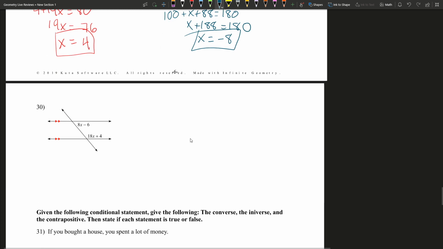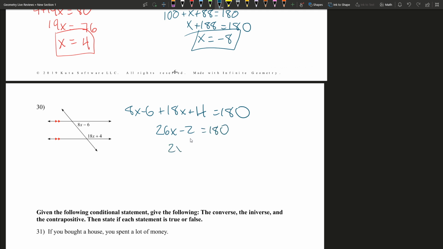30 is the same way. Those are consecutive interior angles, so they add up to 180. So then x is equal to 7.